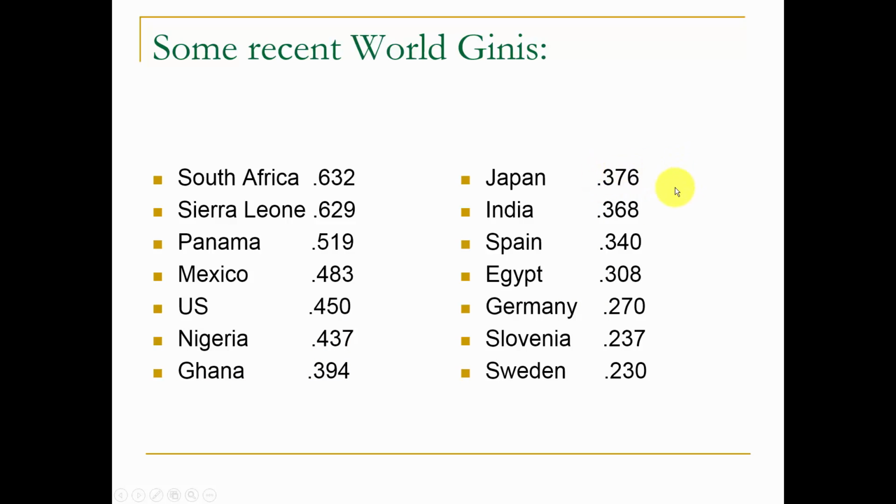Japan, even lower. India, even lower inequality. And so I've got these in descending order of income inequality. One of the most equally distributed income countries you'll find is Sweden. Very equal income distribution in Sweden, with a Gini coefficient of only about 0.230.